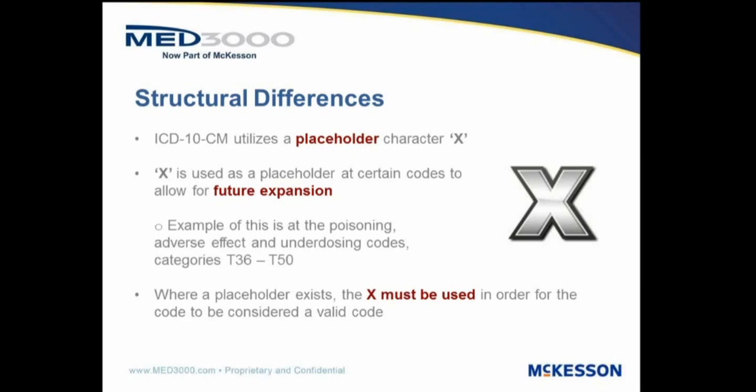And when we talk about the placeholders, in ICD-10, they will utilize a placeholder, and it will be the character X. And the X is used as a placeholder at certain codes to allow for a future expansion of those codes. So an example of this is the poisoning, adverse effect and underdosing codes. In the category of T36 through T50 in your ICD-10 book, where a placeholder exists, the X must be used in order for the code to be considered a valid code.